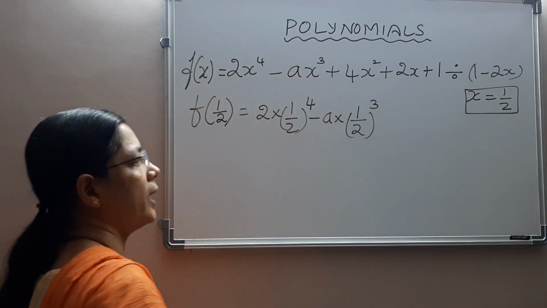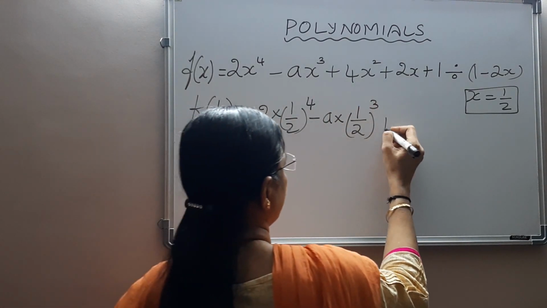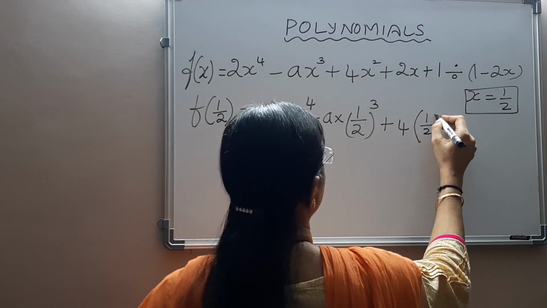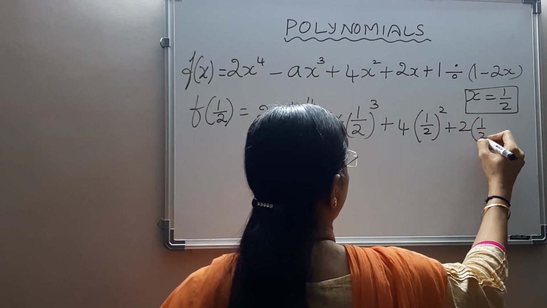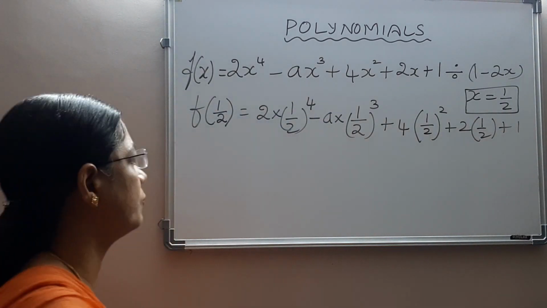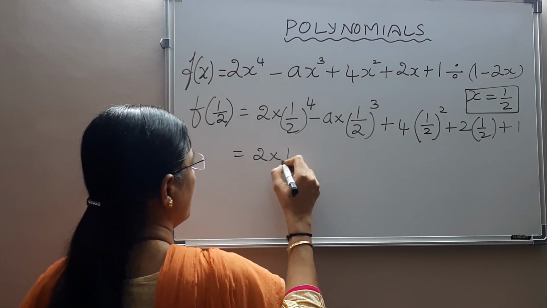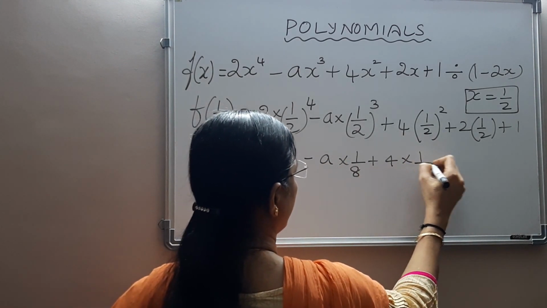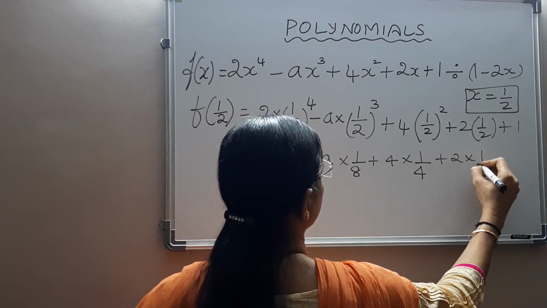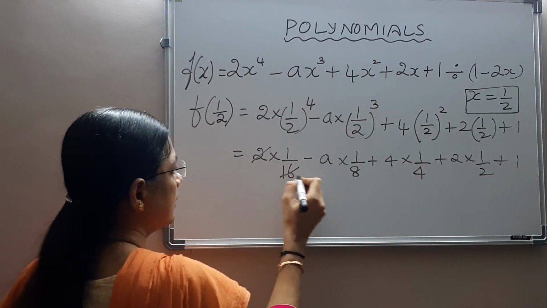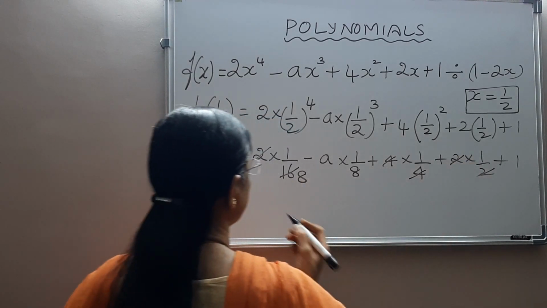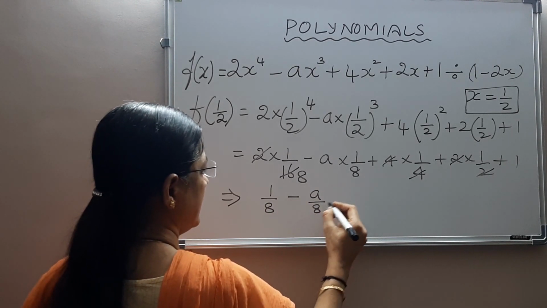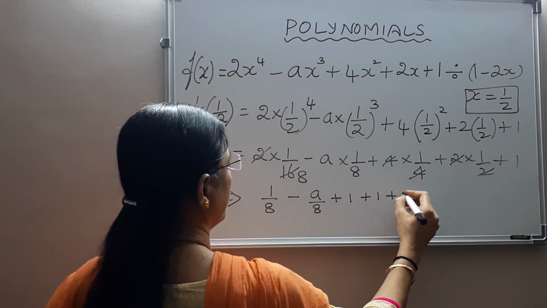Now we need the value of a, and it is given it is perfectly divisible by the linear polynomial. So I need to substitute plus 4 into 1 by 2 the whole square plus 2 into 1 by 2 plus 1. So 1 by 2 is substituted in the place of x. So 2 into 1 by 16 minus a into 1 by 8 plus 4 into 1 by 4 plus 2 into 1 by 2 plus 1. Now let's cancel: 8, 4 get cancelled, 2 gets cancelled, and we get 1 by 8 minus a by 8 plus 1 plus 1 plus 1.